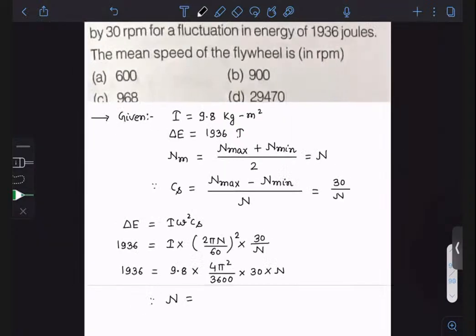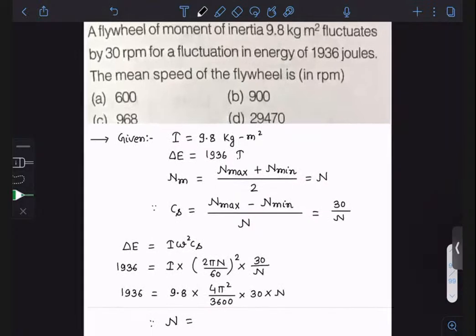Can anyone solve this and tell me the right answer, what we are getting? So we are getting approximately the answer will be. Can anyone solve? Still not getting the right answer?